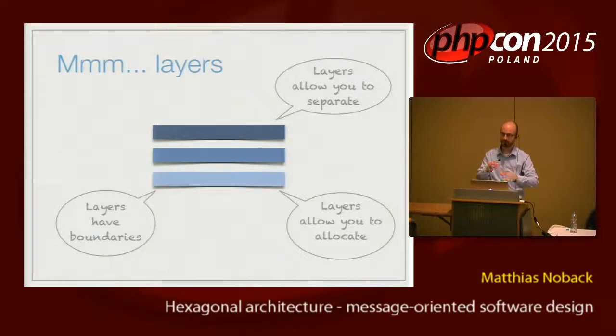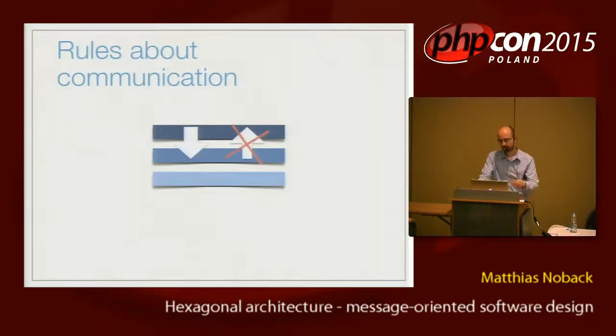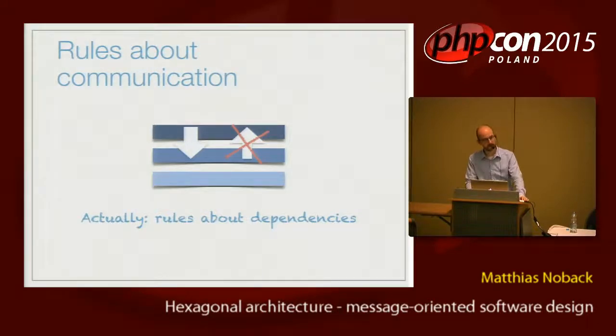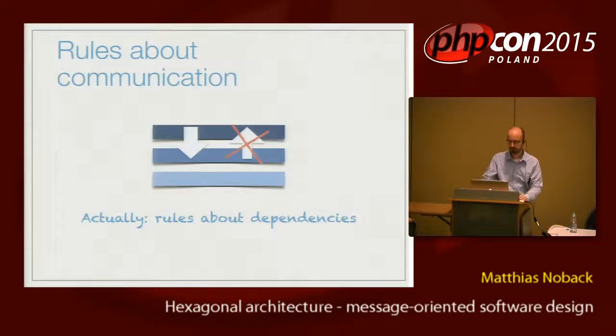Every layer has boundaries, so it has a clear point where it ends and where the other layer begins. And this also means that you can define rules for crossing that boundary. So you can just say, whenever something in one layer communicates with something in another layer, I have rules for that. And rules about communication, that's really rules about dependencies. If you're going to communicate with something across a boundary, you need to speak their language, so you need to provide data in their types, you need to call objects of a certain type that you need to know of. So then that is about dependencies.